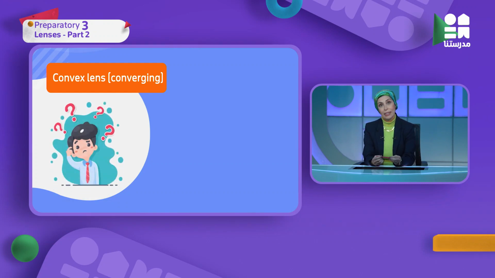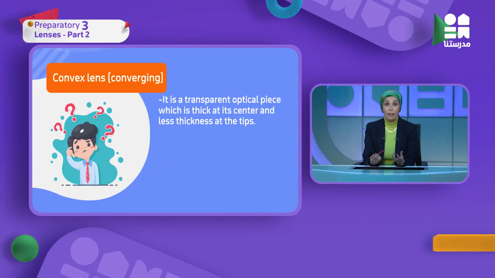We said before that the convex lenses were called converging lenses. Let's revise: the convex lenses are converging lenses. But what are the definitions? The definition of this type of lens: it's a transparent optical piece, and we said before the meaning of the word optical, that is thick at the center as we see here in the picture and thin at the two tips. Just we are going to memorize it as we did before.